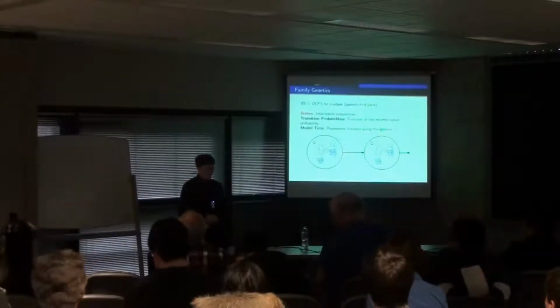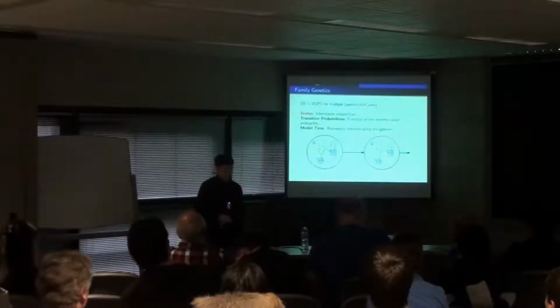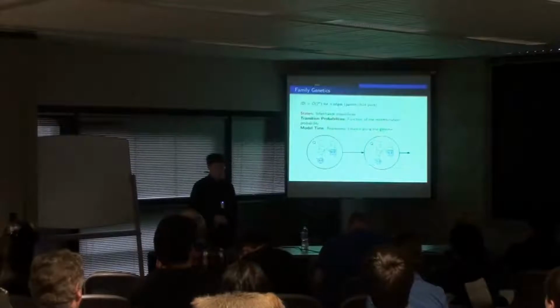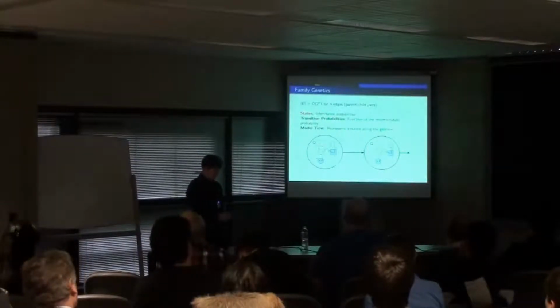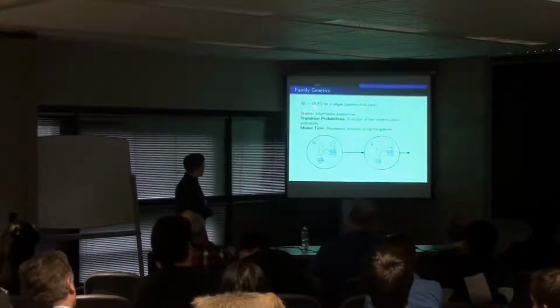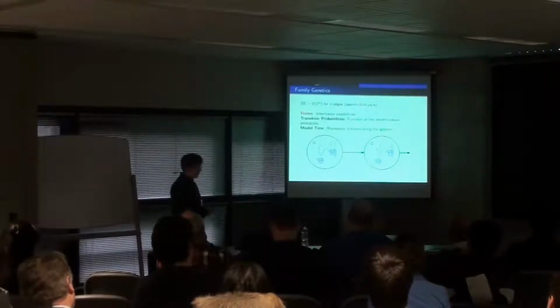Okay, so why does this matter? This matters for two examples. I mentioned there would be a family genetic example and a nucleic acids example. So here's the family genetic example. Here we have a state space of size 2 to the n. So what is n? Well, n is the number of edges that represent parent-child pairs in a graph.